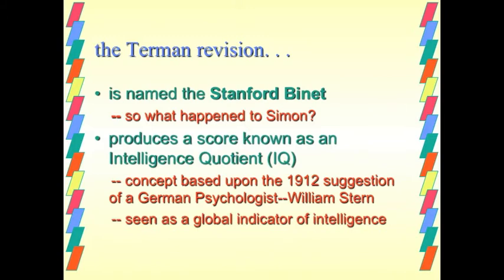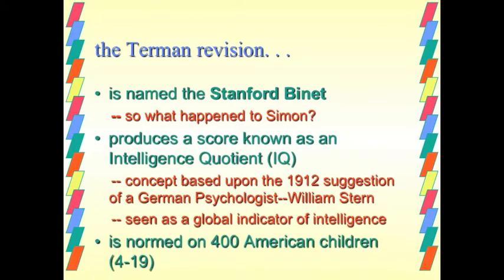The test was seen as a global indicator of intelligence, and the test was normed on 500 American children ages 4 through 19. Now, 400 is a decent number. If you are going to develop a questionnaire as part of your dissertation, you need to norm it on 500-ish people. That's where the curves seem to level off. If you test 500, you get no better results than if you had tested 400.